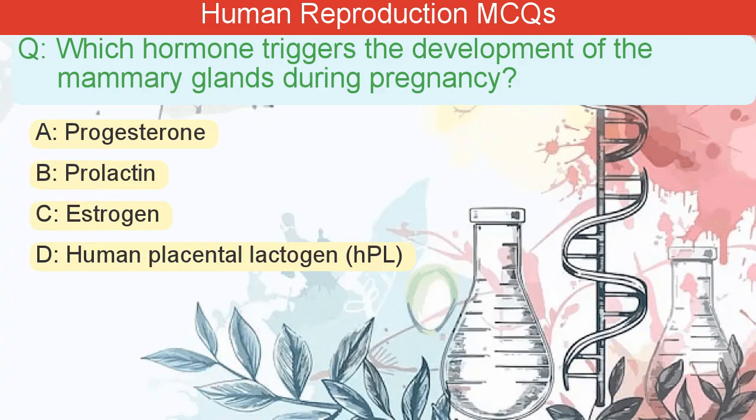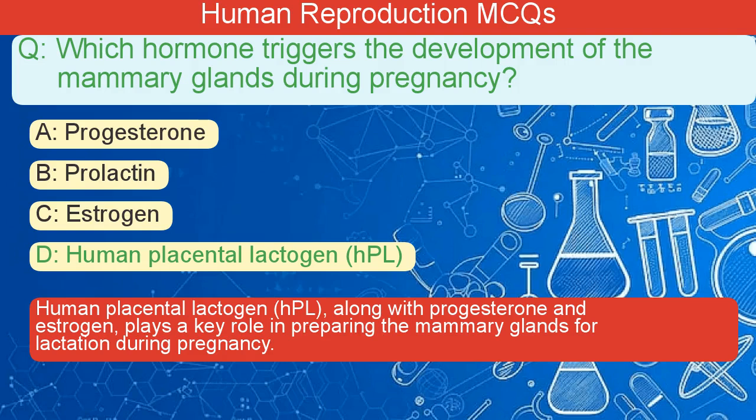Which hormone triggers the development of the mammary glands during pregnancy? A. Progesterone. B. Prolactin. C. Estrogen. D. Human placental lactogen, HPL. The correct answer is D. Human placental lactogen, HPL, along with progesterone and estrogen, plays a key role in preparing the mammary glands for lactation during pregnancy.